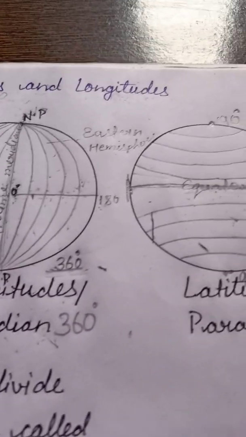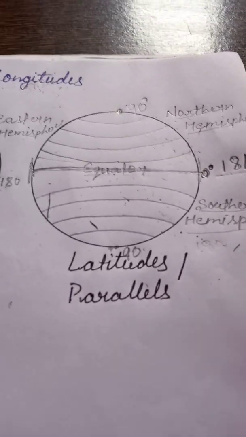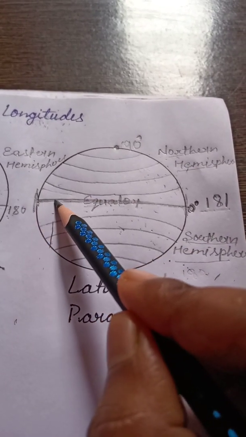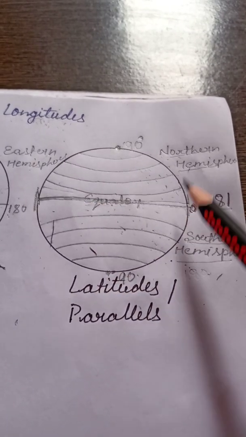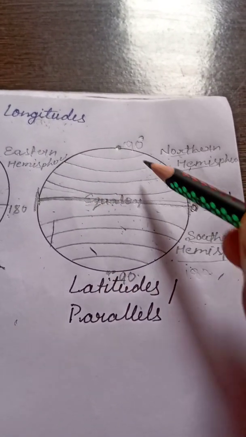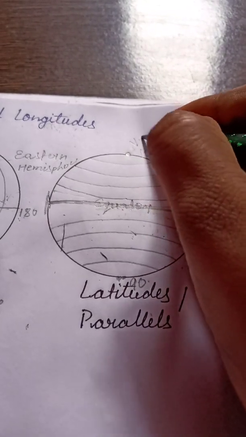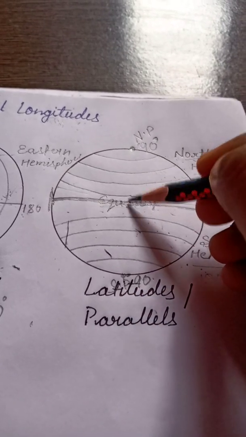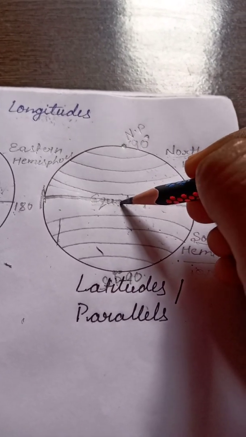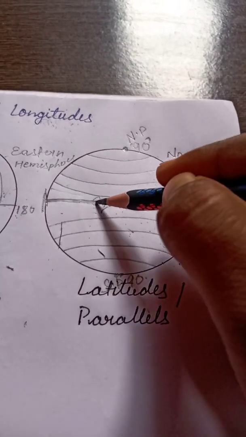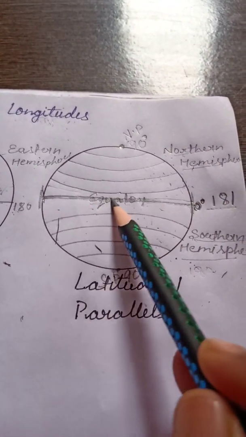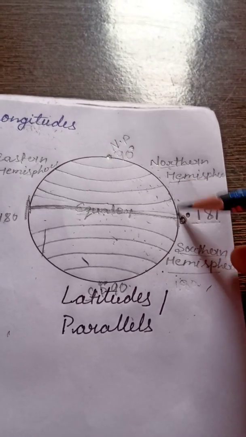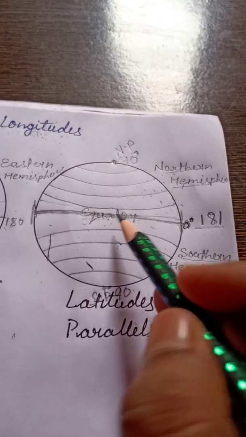Then come to the latitudes. Children, again you can see I have drawn one line exactly between the North Pole and the South Pole. It is known as the equator, and I have written 0 degree here, right? From 0 degree we will go on from here in the equator.